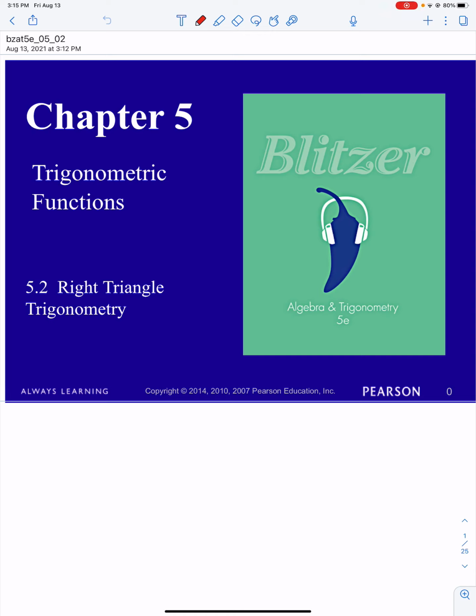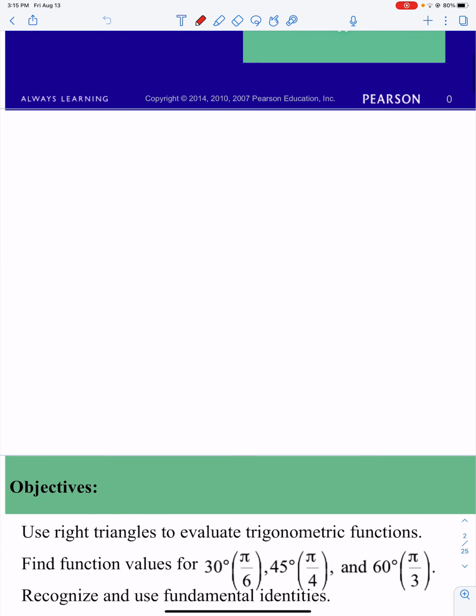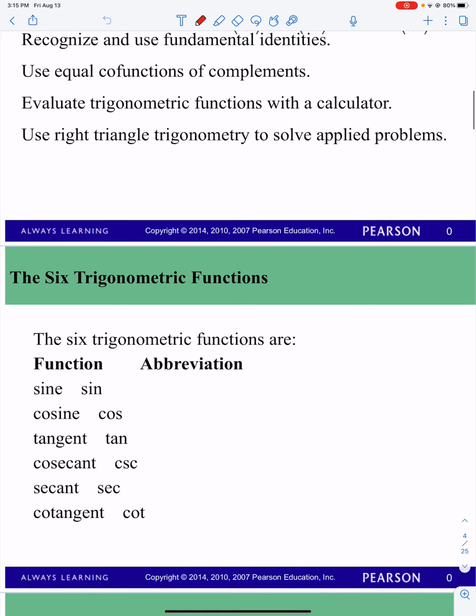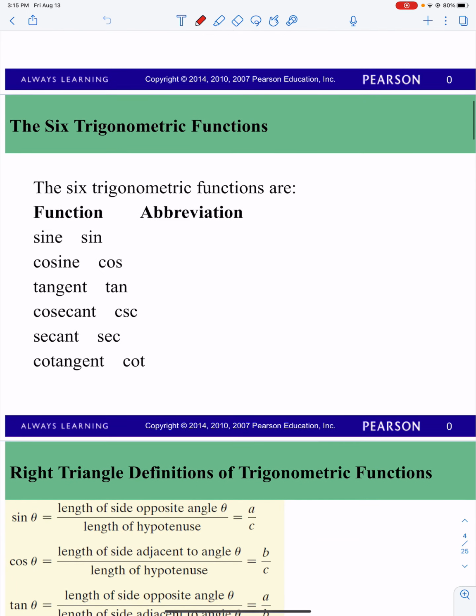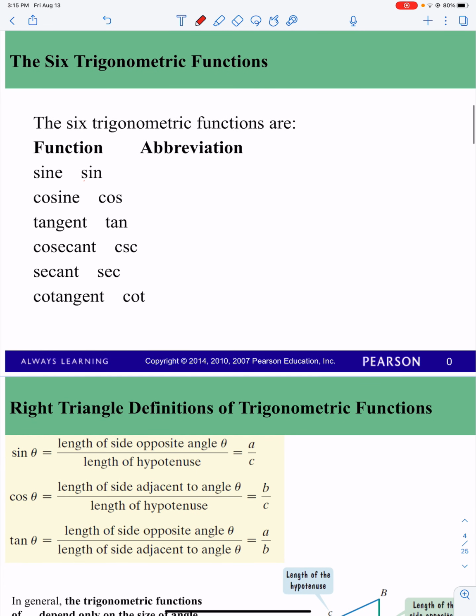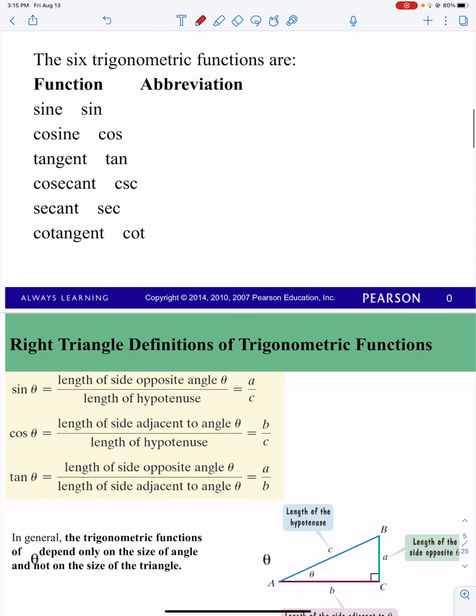Okay, so now we wanted to talk about 5.2 right triangle trigonometry. Okay, as similar, for the objectives, you can get it from the course slides on Canvas. Today we want to talk about the 6 trigonometric functions: sine, cosine, tangent, cosecant, secant, and cotangent. Typically we write tangent and cotangent together, but it's fine.